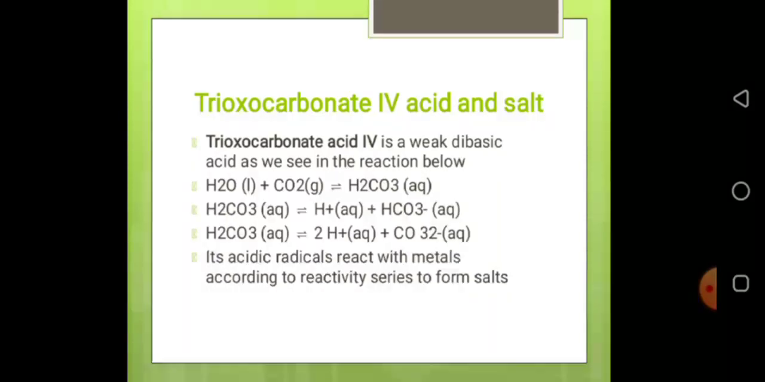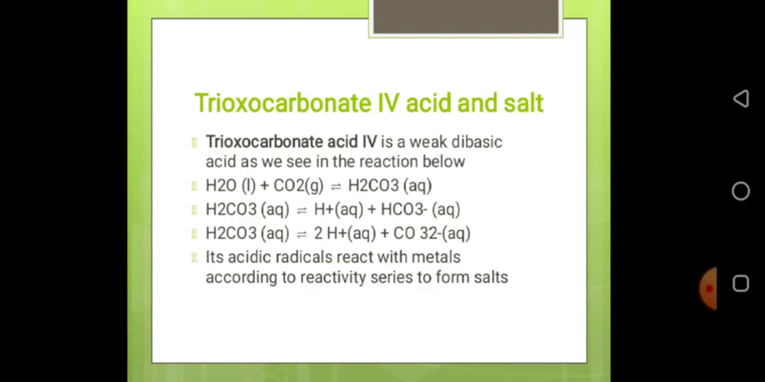So let's see the trioxocarbonate(IV) acid and its salts. Trioxocarbonate(IV) acid is a weak dibasic acid. What do you mean by dibasic? It has two hydrogens in the acid. As we see in the reaction, water reacts with carbon dioxide to give trioxocarbonate(IV) acid. The two, the subscript 2 of hydrogen, is the dibasic. What is meant by dibasic?